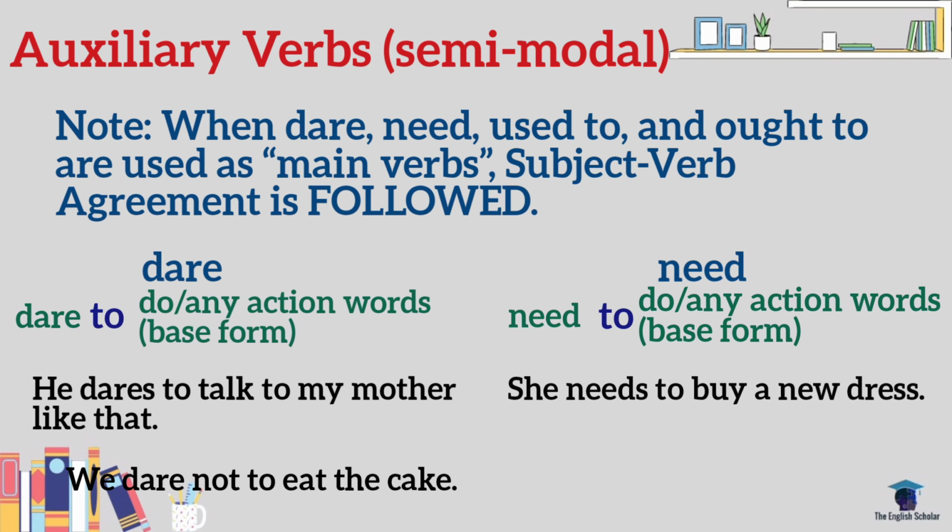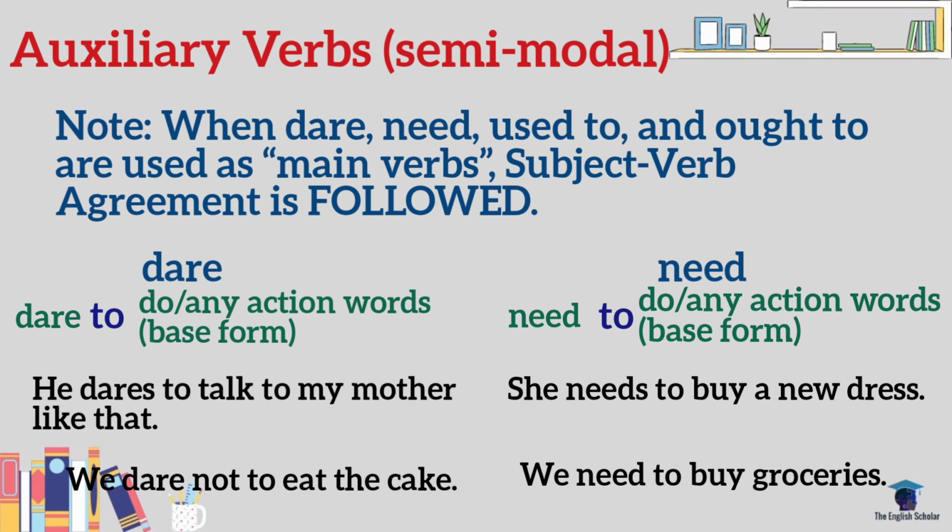For example, she needs to buy a new dress. Our subject she is singular. That's why our verb need is also made singular. So it turned into needs, then followed by the word to, and then the other action verb buy in its original or base form. Another example, we need to buy groceries.